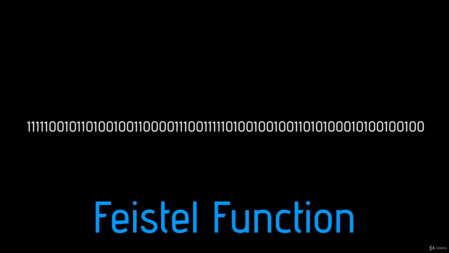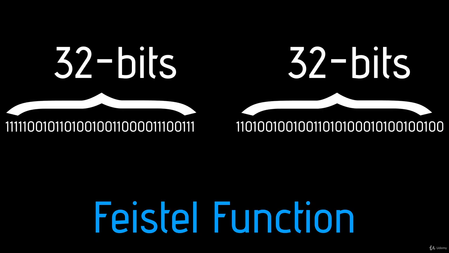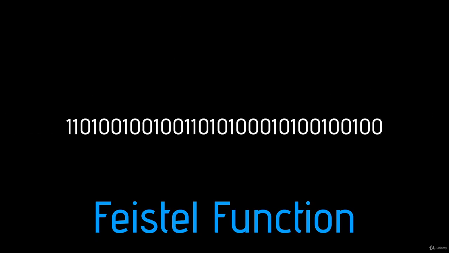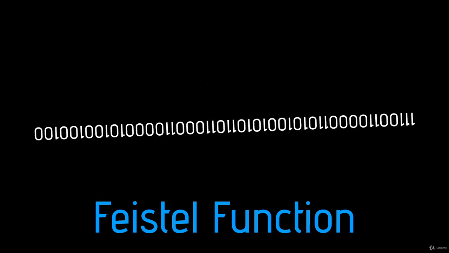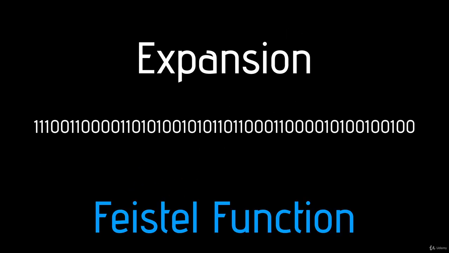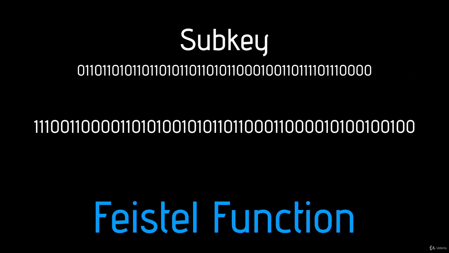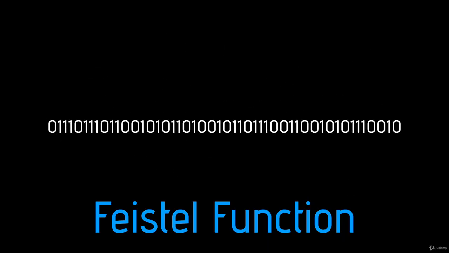We're going to perform what's known as a Feistel function. It works kind of like this. We're going to take the 64 bits and split it into two 32-bit halves. We then set one of the halves aside, and we're only going to work on this one right here. We're going to expand this half into a 48-bit chunk of data using an expansion function. We're then going to apply an XOR function to this using the subkey we've already generated.